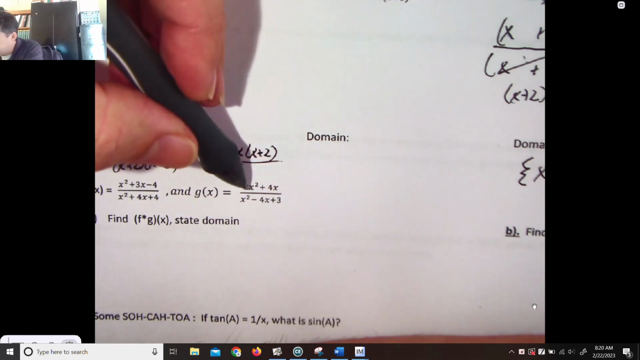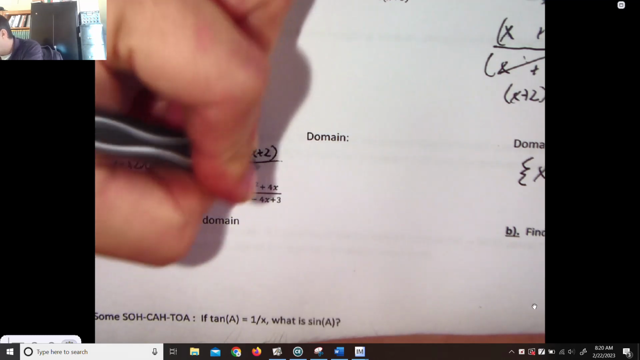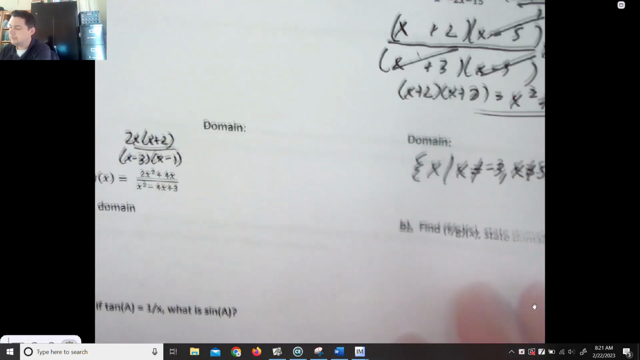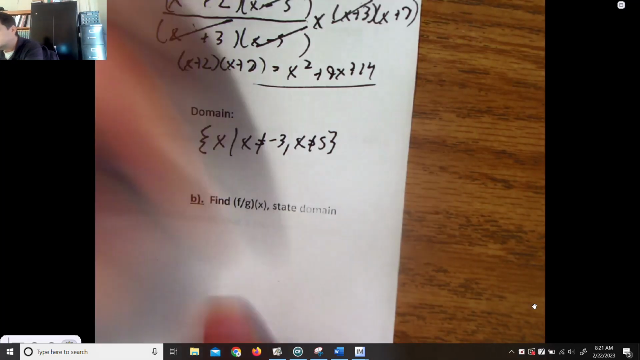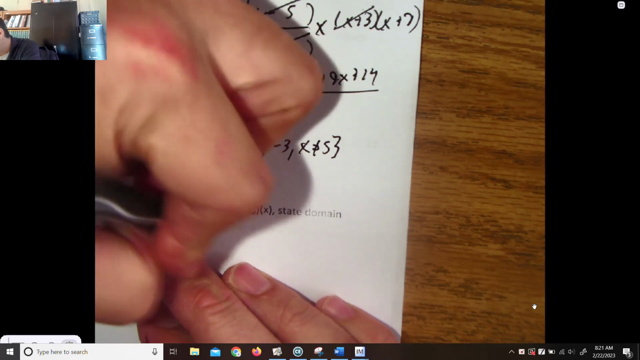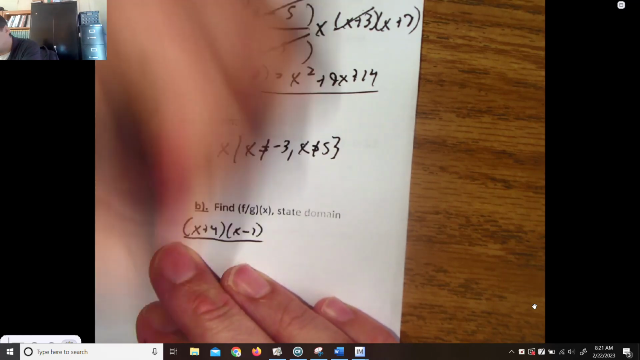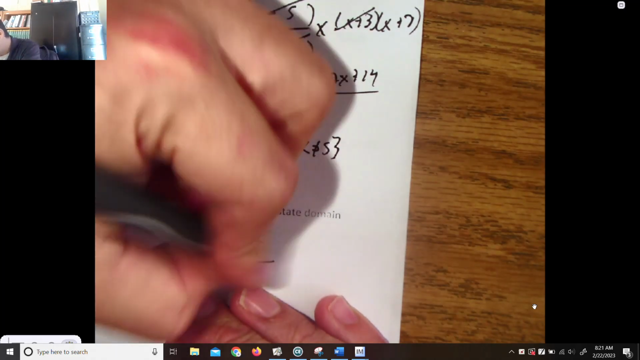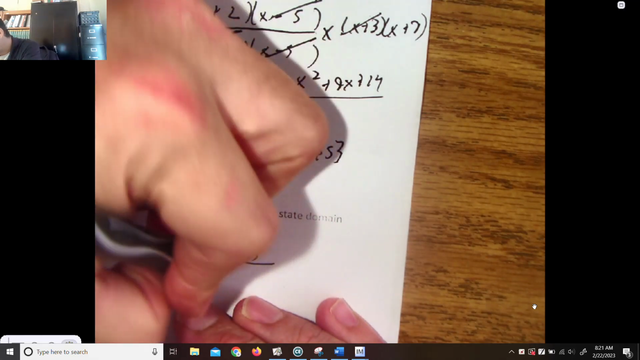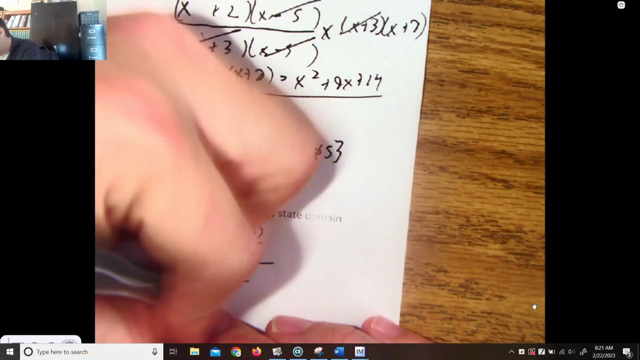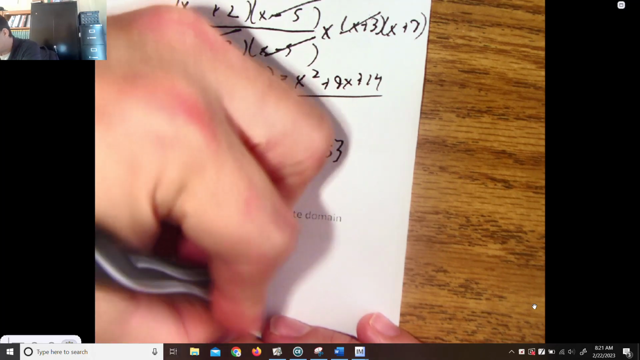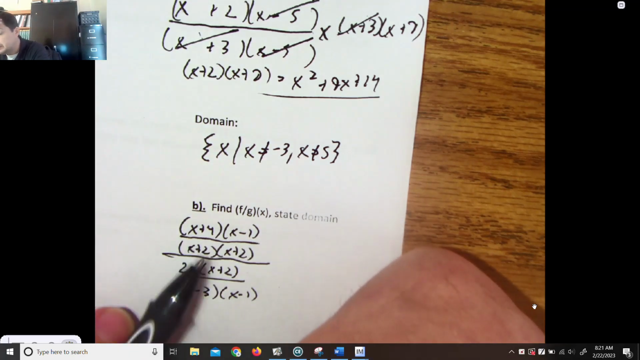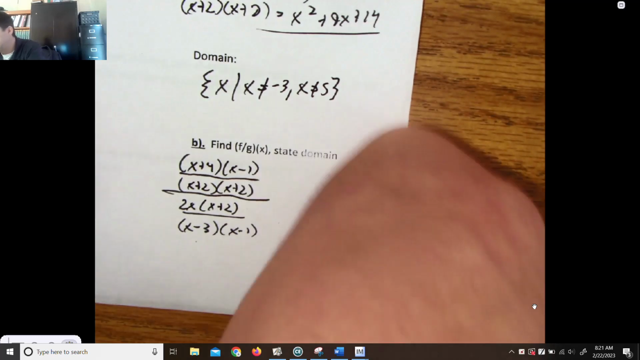And here I have x minus 3 and x minus 1. I'm not going to do any cancellations or anything until I actually write it down. But I'm supposed to do f over g. This is one of the reasons it says write small. X plus 4, x minus 1, over x plus 2, x plus 2, all over 2x, x plus 2, x minus 3, x minus 1. Remember, you're not ever supposed to divide by 0. So right here, I know x cannot be negative 2. It's part of my domain.